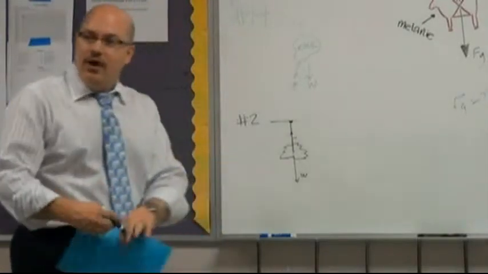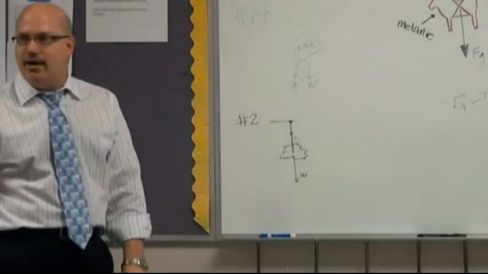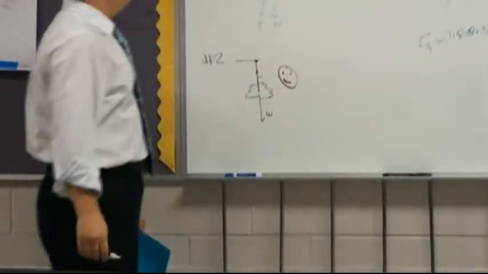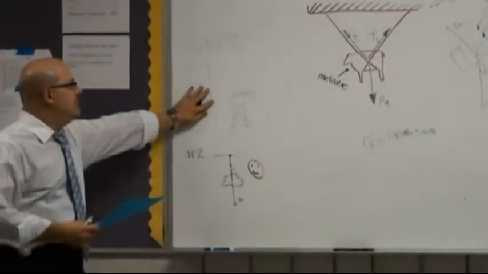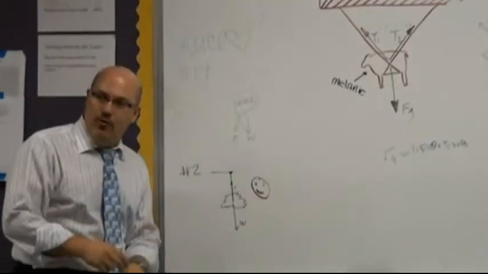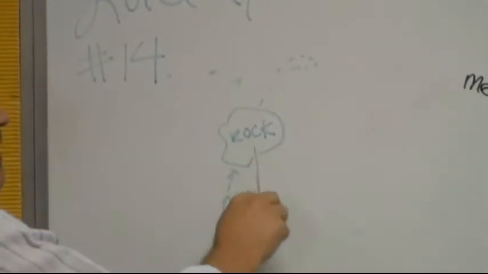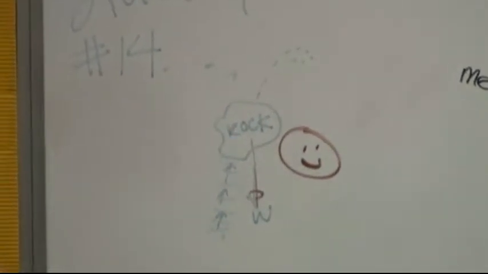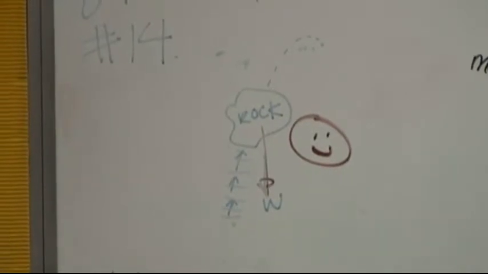Okay, so here we go. Our very first one. We have tension up and we have weight down on our rock. That's it. Very nice. Smiley face. All right, number 14. Rock flying through the air. How many forces? One. Yeah, all we have is the weight down and that's it. Very nice. There does not have to be a force in the direction it's going. That's number 14.